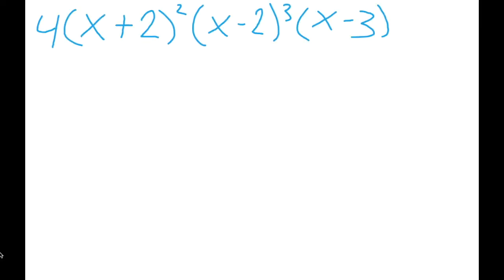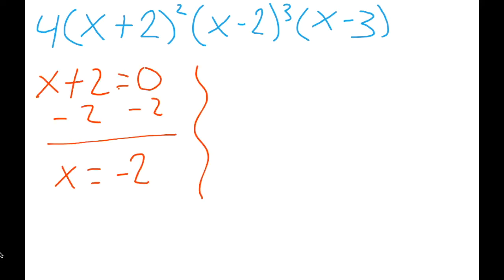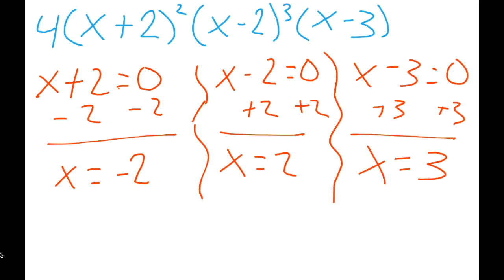In this problem, we have 4 times (x plus 2) squared times (x minus 2) cubed times (x minus 3). In order to determine our roots, we just set them equal to 0. For this first section, I just set x plus 2 equal to 0, subtracted 2 from both sides, and got x equals negative 2. Now I will do this for the rest of the problems. That then determined my roots to be negative 2, 2, and 3.